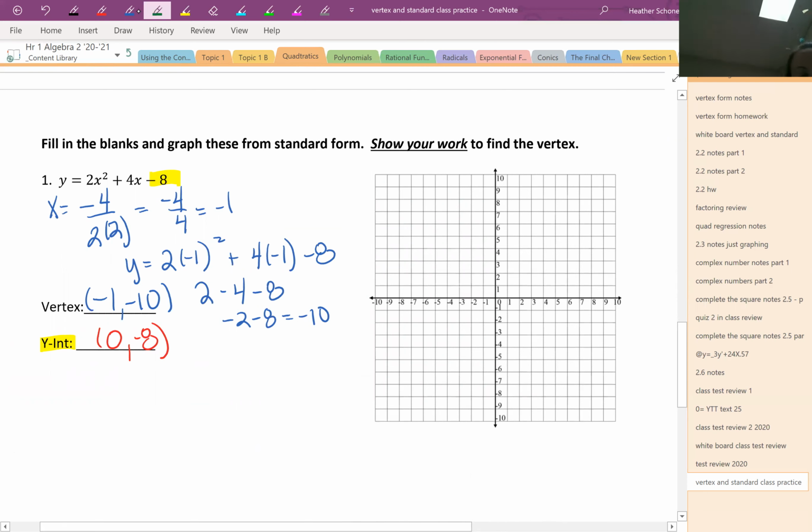So when I go to graph this, I'm going to graph my vertex. So I have -1, -10, which is right here. My axis of symmetry is going to go right through this point. I know my y-intercept is at 0, -8. So what I have now is the right side of my parabola. What I'm missing is the left side, but because it's symmetrical and that's 1 to the right, I know this point has to be 1 to the left, and there's my graph.